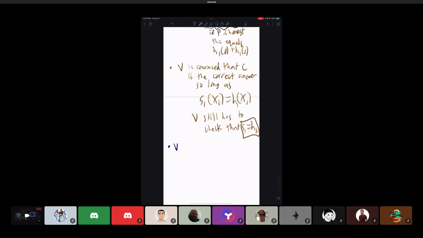So what the verifier is going to do is just pick a random field element, R1, and send it to the prover. And now V is going to confirm, and this is what the rest of the protocol is devoted to, that S1 evaluated just at R1 equals H1 evaluated just at R1.